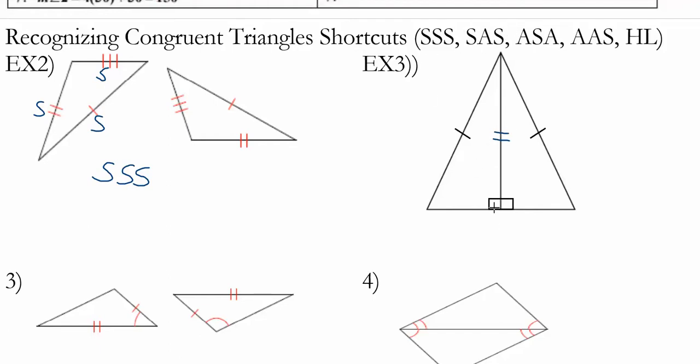But the angle's not in between the 2 sides. So we need to check for something else. And noticing this right angle down here, across from the right angle, this would be the hypotenuse. And this side would be a leg. So we have hypotenuse leg is the shortcut that we're using.